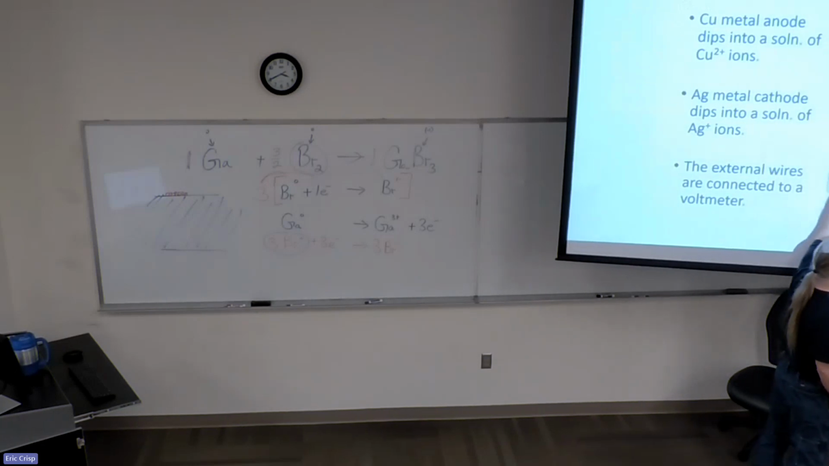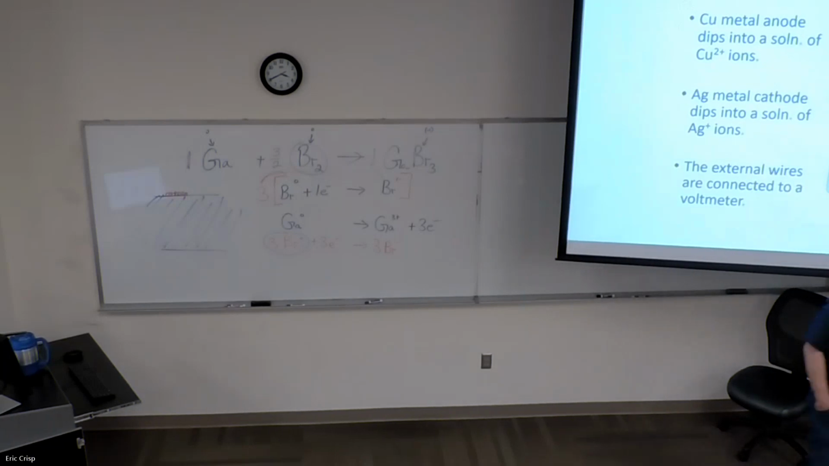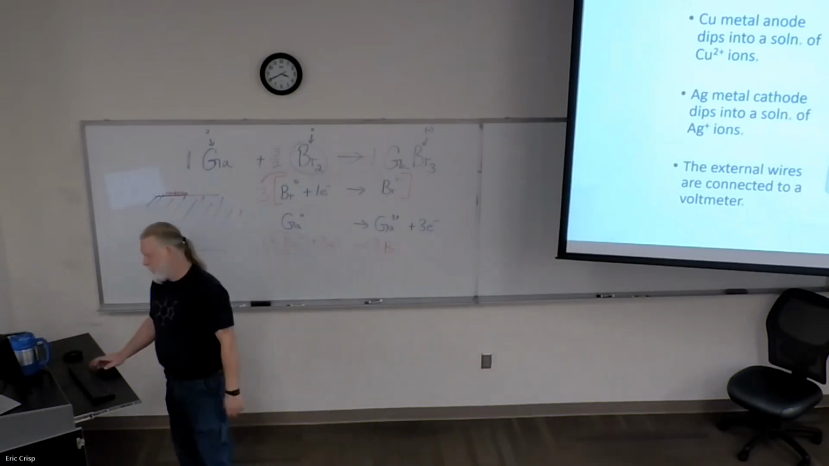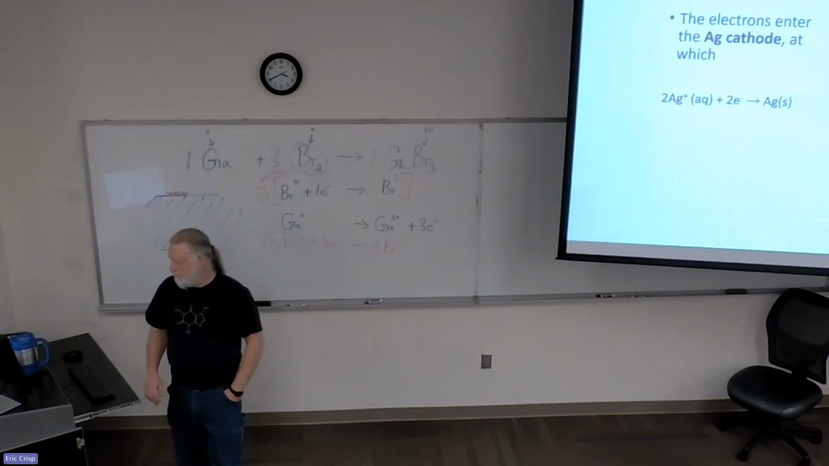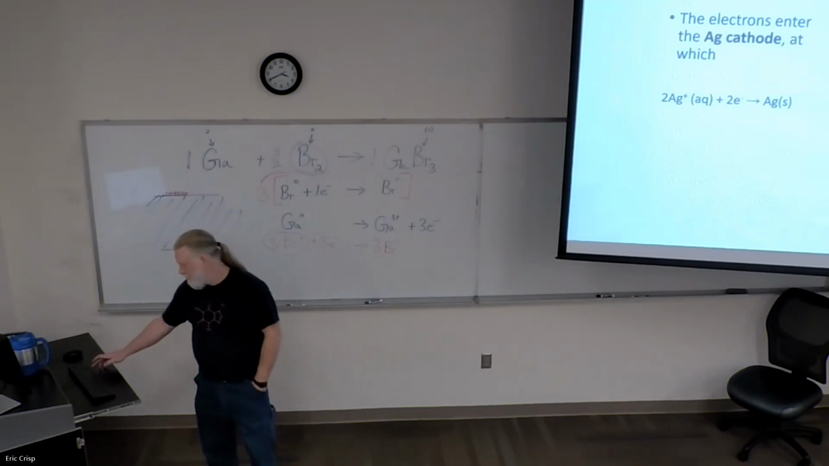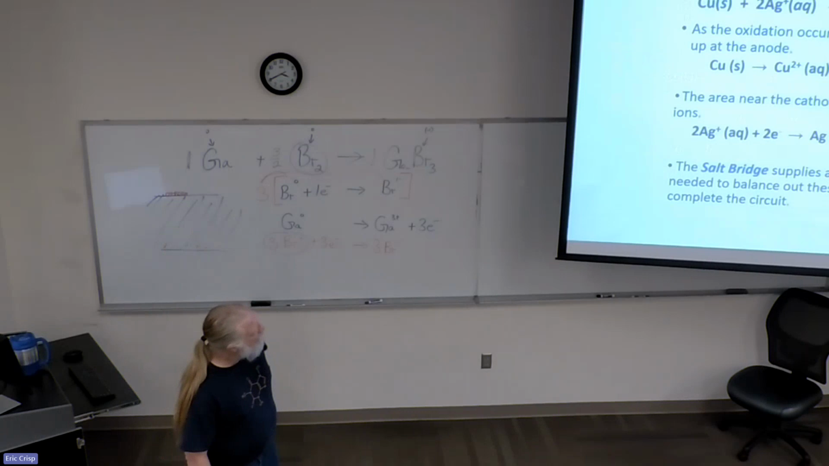Where the electrons go, up this wire came up here. You get this silver dipped into a silver 1+ ion solution. The electrons can get on these silver 1+ ions, producing silver metal. Okay? There's our half reaction for silver. I guess I already did the half reaction for copper, right there.